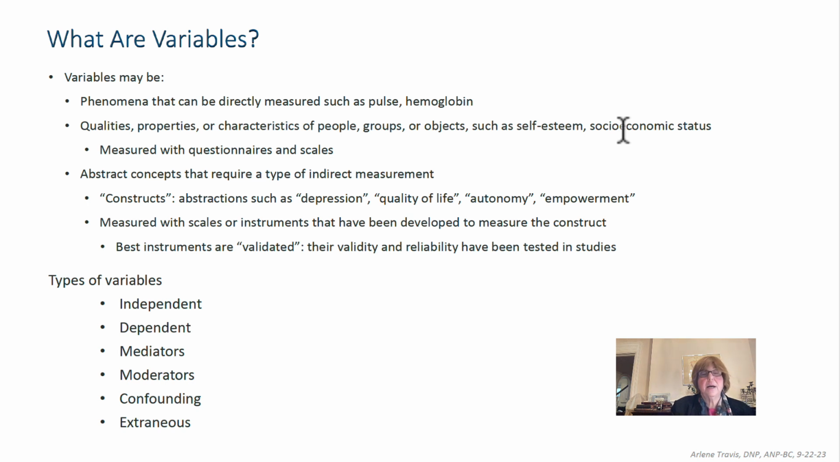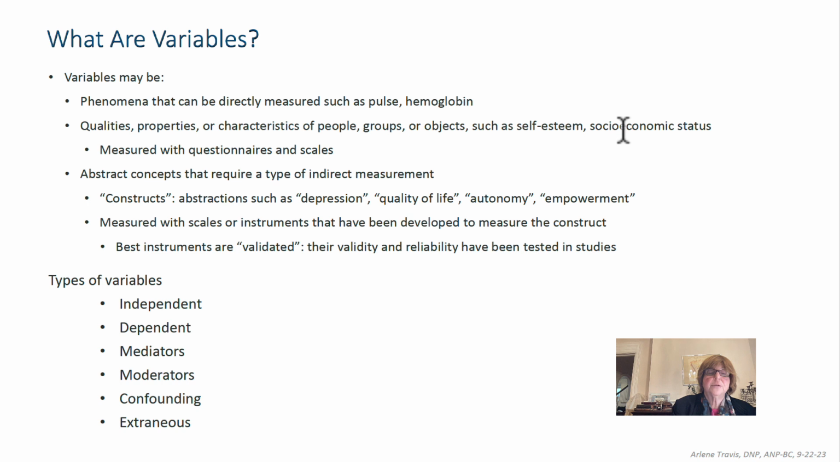So what are variables? Variables can be a phenomenon that can be directly measured, such as pulse, hemoglobin. It could be a quality or a property or a characteristic that exists, such as self-esteem, socioeconomic status. And we can measure them with questionnaires and scales, these forms. Abstract concepts that require an indirect measurement. So those include constructs such as depression, quality of life, autonomy, empowerment, and they're measured with scales or instruments that have been developed to measure these constructs. And these have been tested for reliability and validity.